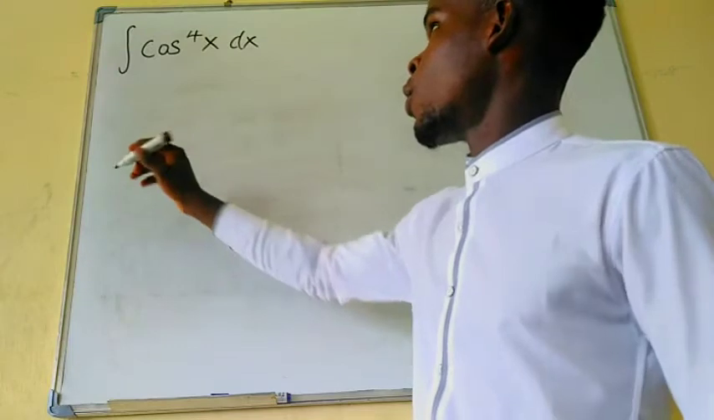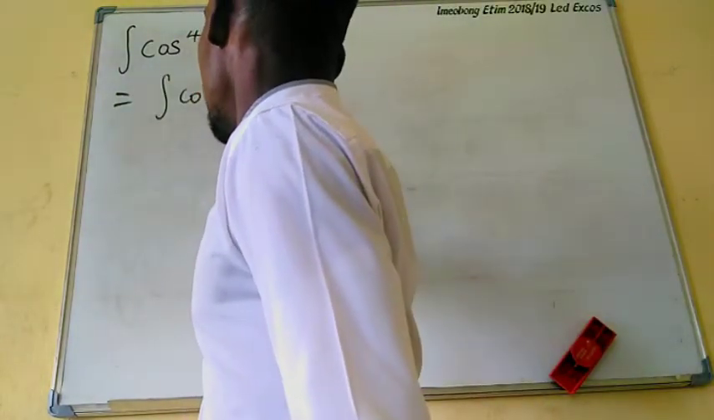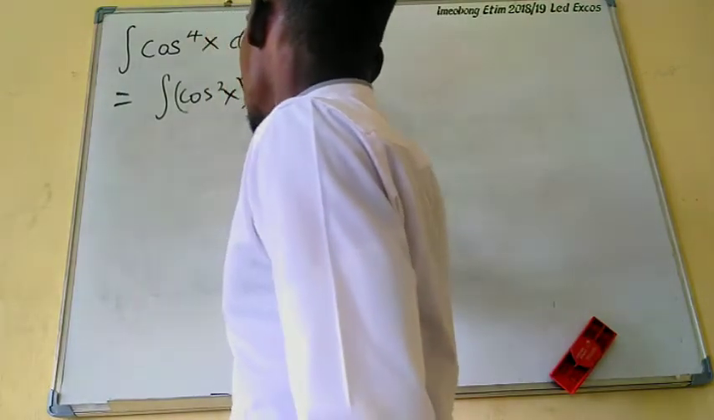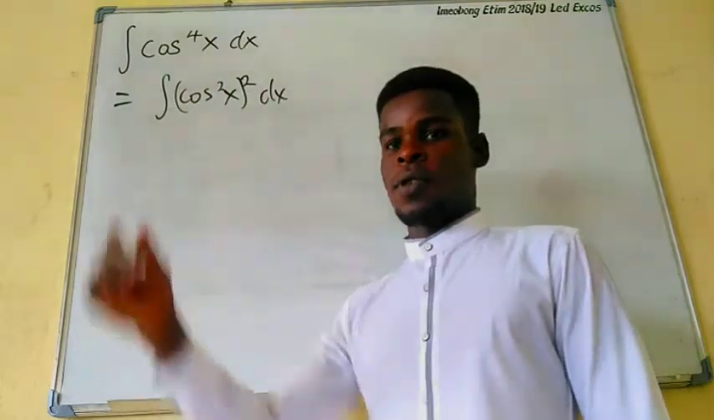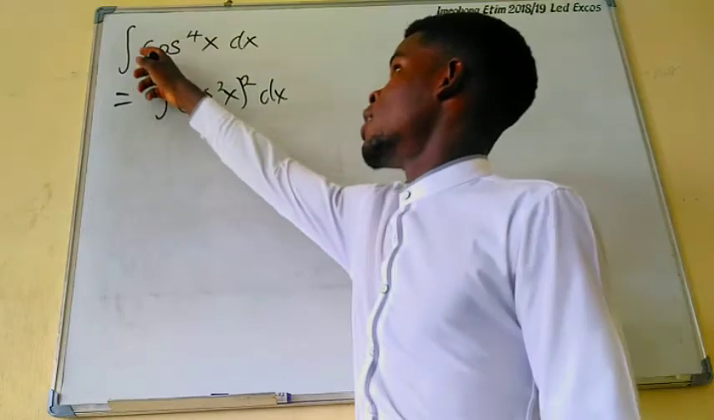I'm going to first of all rewrite this as the integral of cosine squared x, and I square that, dx. So just splitting it into two powers, power 2 and power 2. That's still going to compute back to the original integrand.